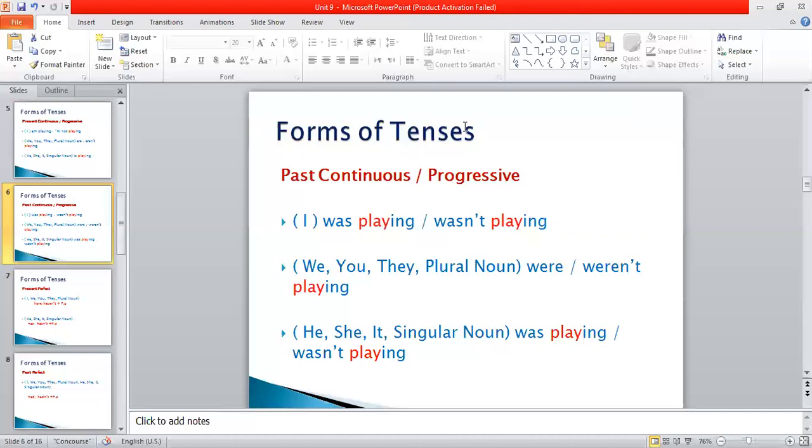Like, I was watching television last night. I was studying all night. It means that I did a verb in the past and it took much time from me, okay? The form of the past continuous: was, were plus verb plus ing.